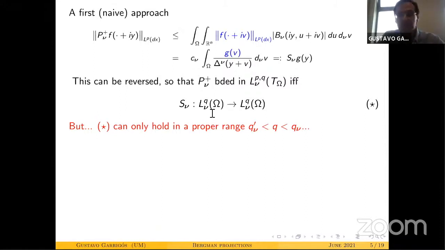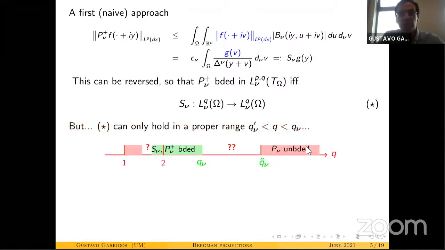When you use the Schur test, you obtain a range, but the range that you obtain is much smaller than the range suggested by the integrability of the kernel that I put in the previous slide. In the previous slide, there was a coefficient here, P nu, P tilde nu or Q tilde nu, it doesn't matter. If Q is larger than this, then the operator cannot be bounded, because the kernel doesn't belong to that LP space. So you would conjecture that maybe the projection is bounded here, but if you use this strategy with the operator S, you would only get boundedness in a strictly smaller domain.